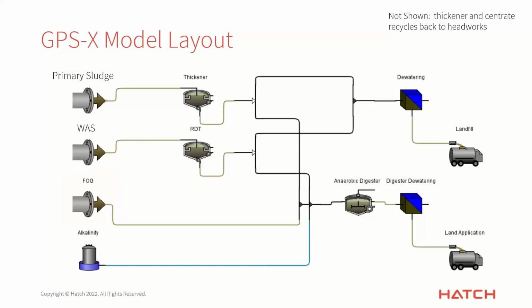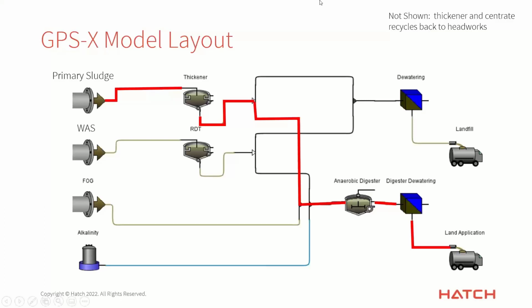And then we also have the ability to split flows. So the primary sludge can be taken through this gravity thickener, and then it can either go and be dewatered and go straight to landfill, or we can split the flow, go through the digester, digest it, get some gas production, dewater the remaining sludge, and then land apply it as a product.